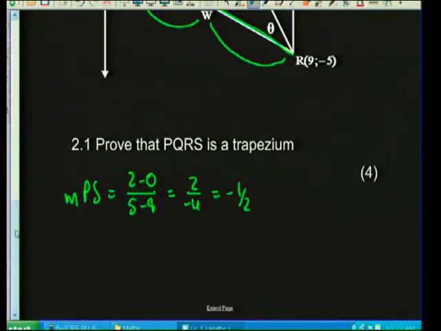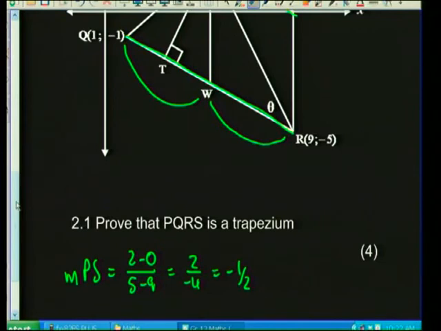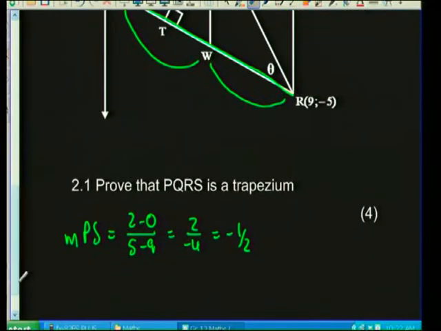And then I'm going to go and find the gradient of the other line segment, because I'm trying to show they're parallel. So you can't use the fact that they're parallel. You can't say this has to be. You must go and do it independently. So I'm going to find the gradient of QR.